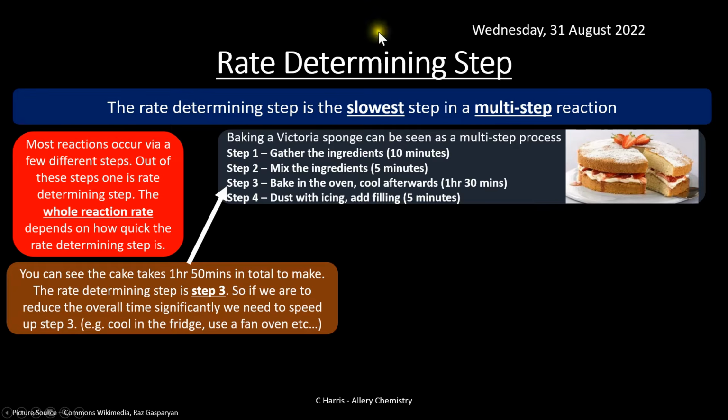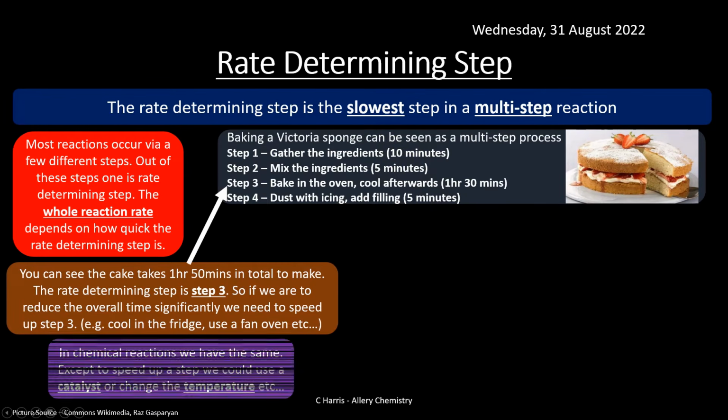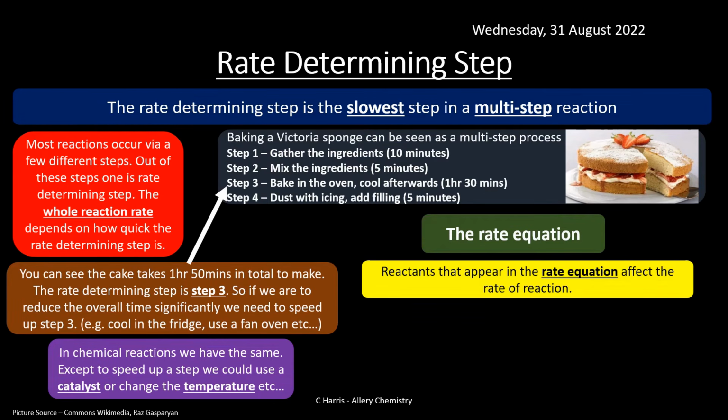But trying to speed these other elements up, we could try that, but it's not really going to have that much of an impact on the overall time it takes to make the cake. So in chemical reactions, we have a similar problem, except obviously to speed up a step, we can't just use a fan-assisted oven or a fridge. We've got to use a catalyst, or we can change the temperature. So we can put other things in place to try and speed up these multi-step reactions.